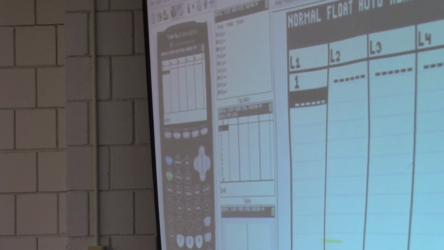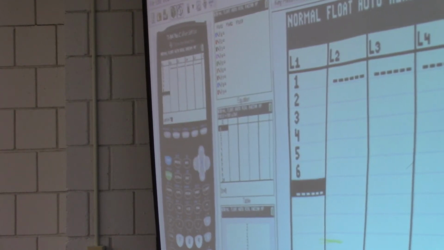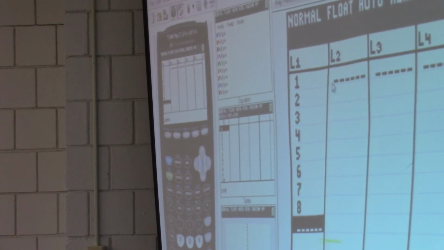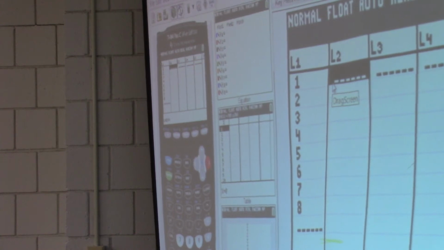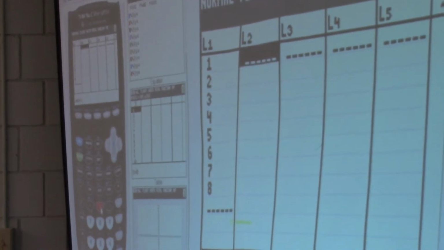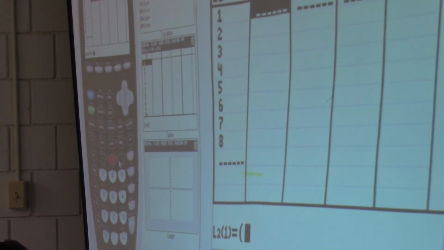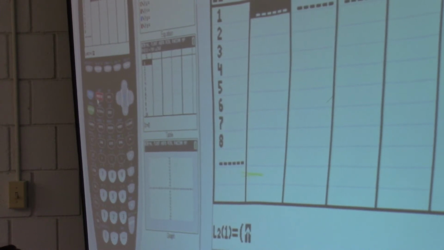1, 2, 3, 4, 5, 6, 7, 8. That's far enough. Arrow right. So what do I type in here? Don't use X, use L1, right? I'm going to do parentheses. Yes. You gotta jump up to the L2. Oh, thank you so much. Wait, I gotta get that first one.